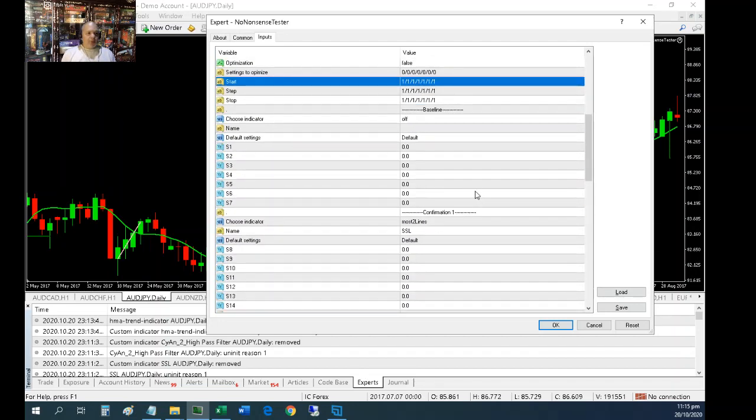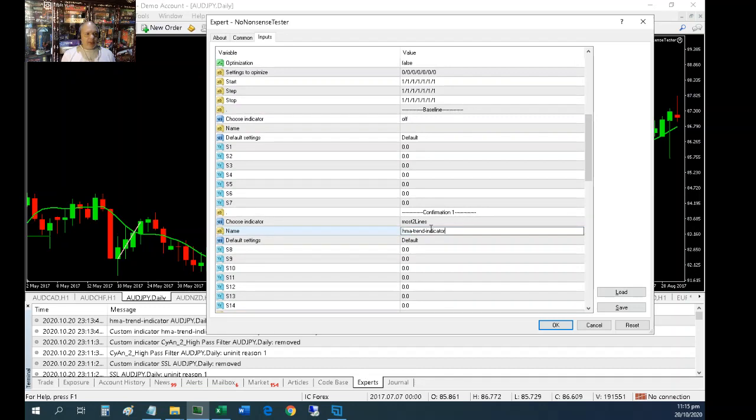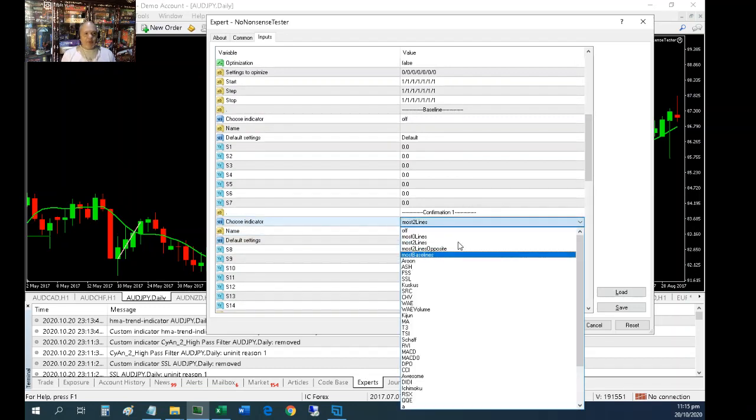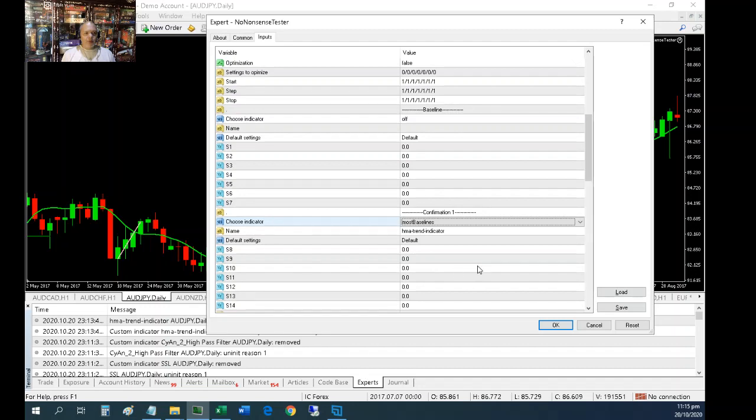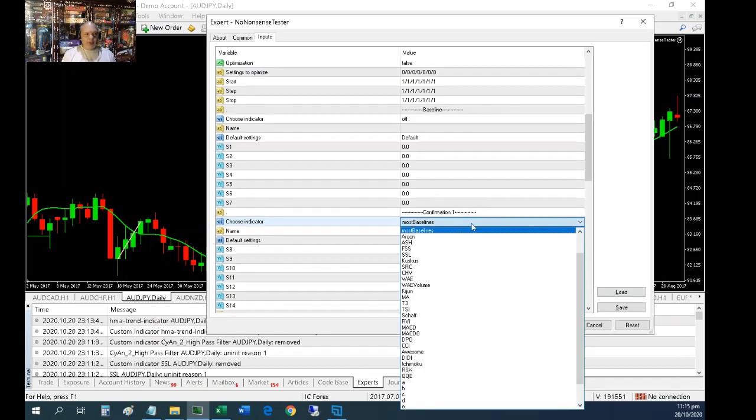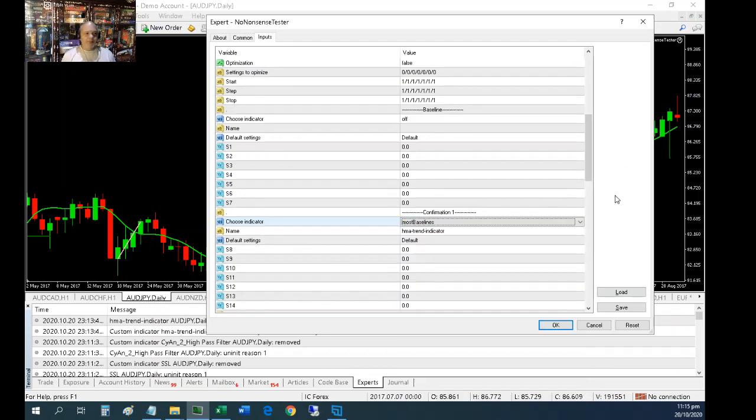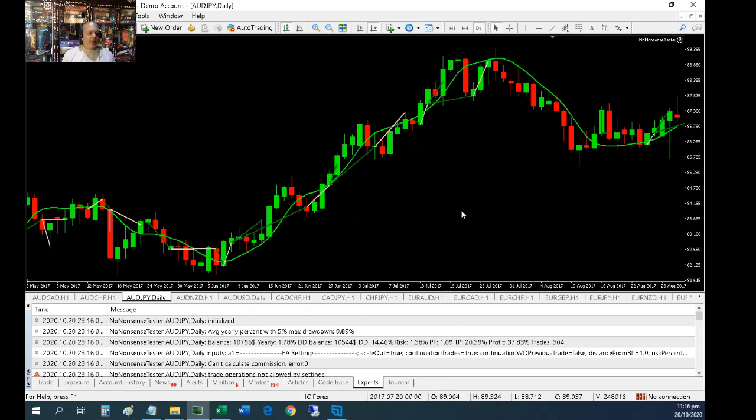So, although we're testing a baseline, the tester needs to have the confirmation 1 indicator always filled. Alright, so we'll use the indicator type "most baselines" and put in the name of the indicator. Okay, and then click on OK. You can see here that the screen changed and the tester has taken trades.